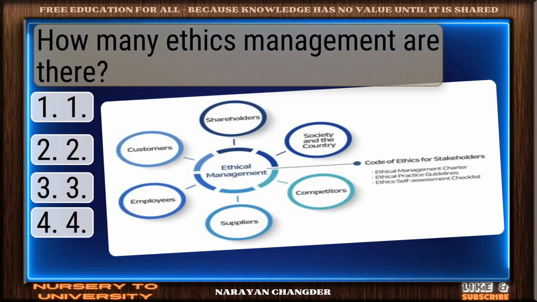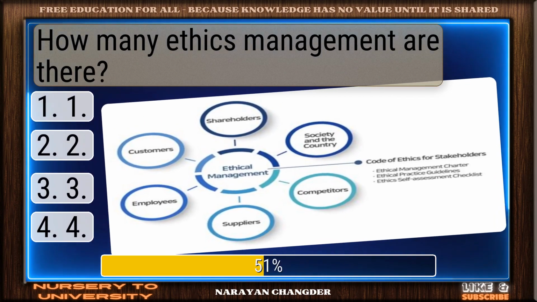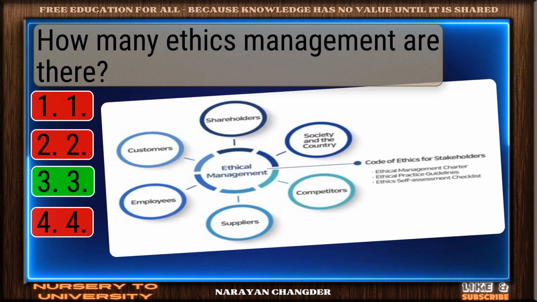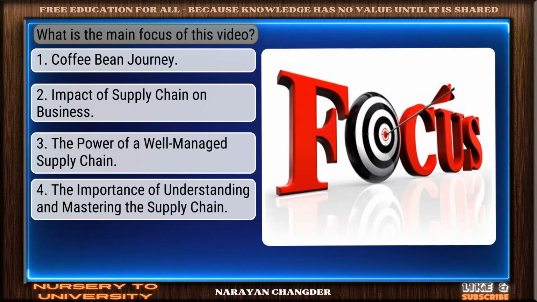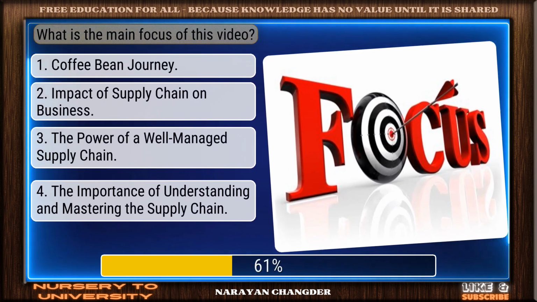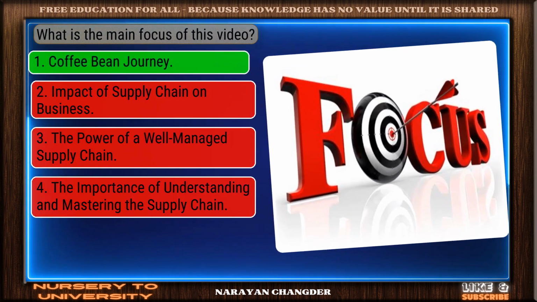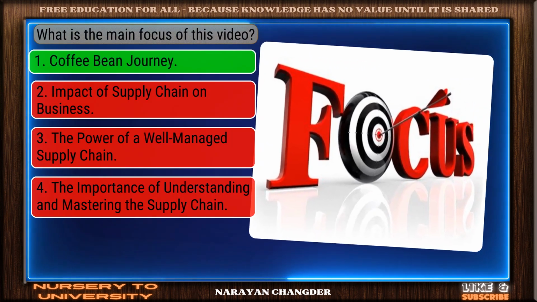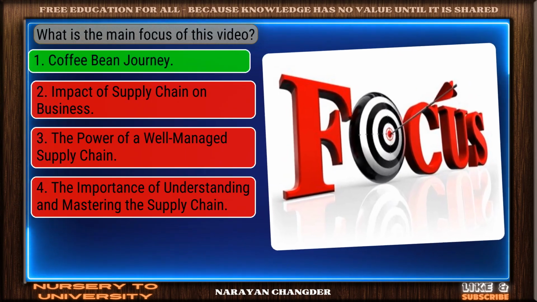How many ethics management are there? Well done. 3 is the right choice. What is the main focus of this video? Well reasoned. Coffee bean journey is the correct choice.